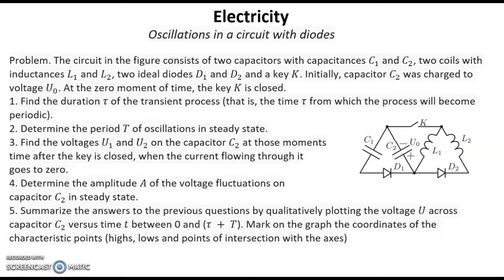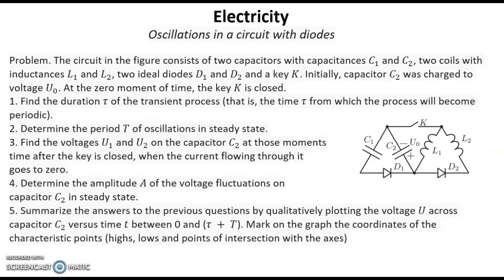Problem. The circuit in the figure consists of two capacitors with the capacitances C1 and C2, two coils with the inductances L1 and L2, two ideal diodes D1 and D2, and the key K. Initially, capacitor C2 was charged to voltage U0. At the zero moment of time, the key K is closed.